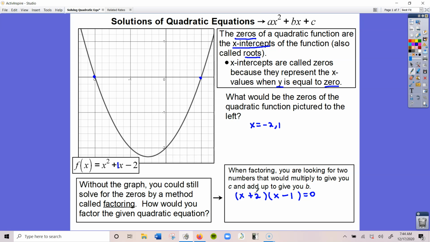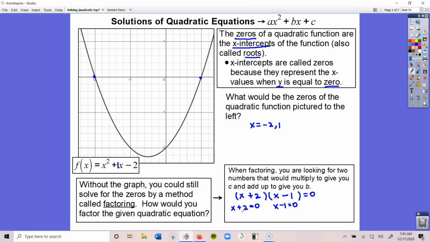And then to solve for the x-intercepts, we would set each individual factor, so x plus 2 equal to 0 and x minus 1 equal to 0. This is called the zero product property, which we're going to review later on in this lesson as well. But basically what it says is if one factor is equal to 0, then it doesn't matter what the other one is, the entire equation would equal 0 because anything times 0 is 0. So that's why we set each individual one equal to 0.